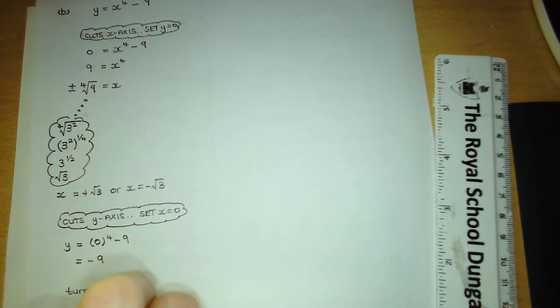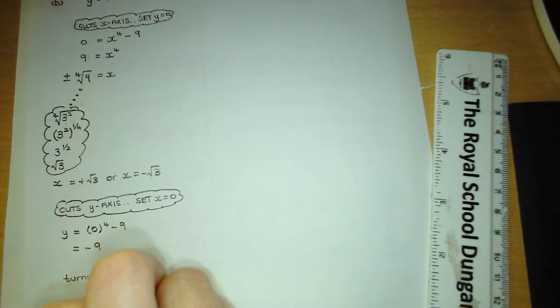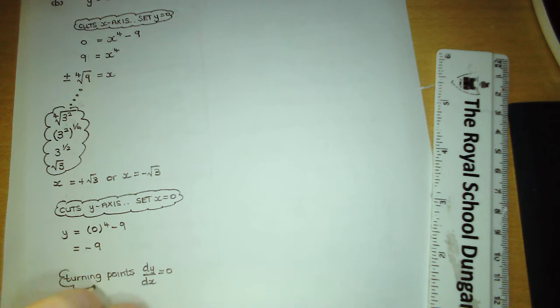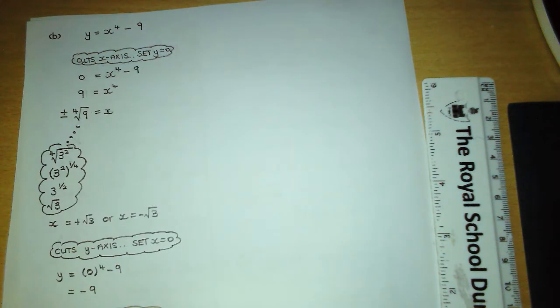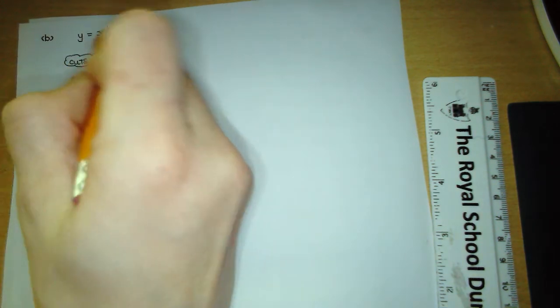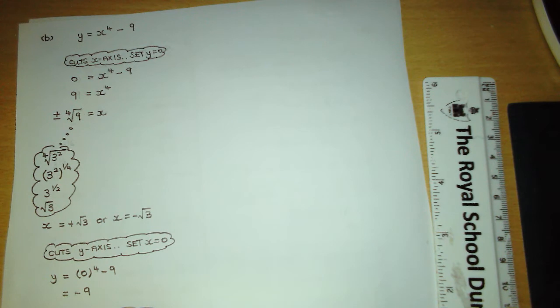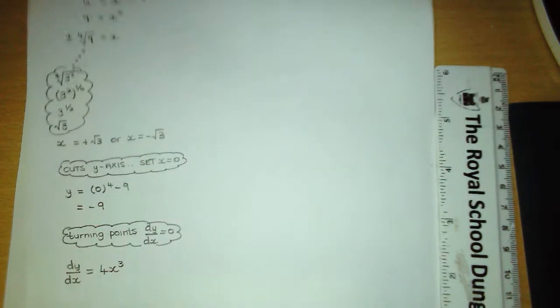So remember, the x-coordinate of any turning point occurs when the general gradient is equal to the actual gradient, which is 0. So in other words, we set dy by dx equal to 0. Now, that means we have to differentiate the curve first of all to get the general gradient. So the general gradient, dy by dx, is equal to 4x cubed. And then differentiate a number, remember you just get 0, so it's 4x cubed.